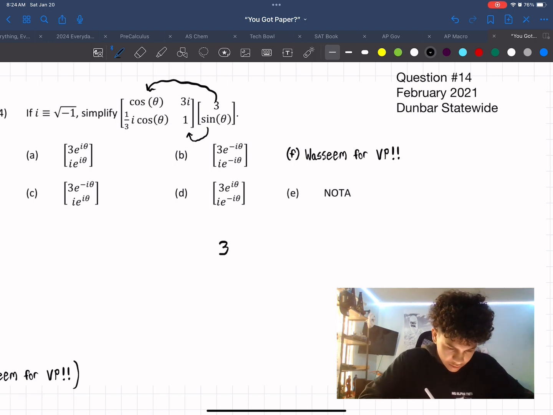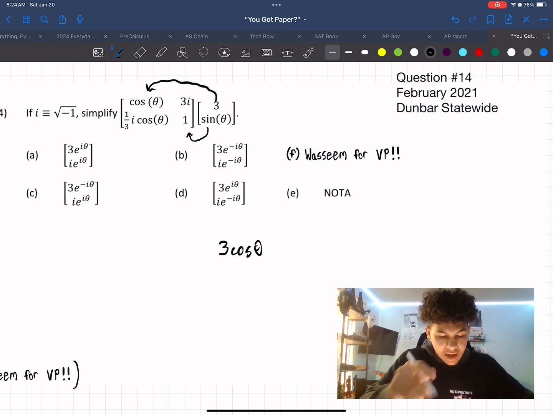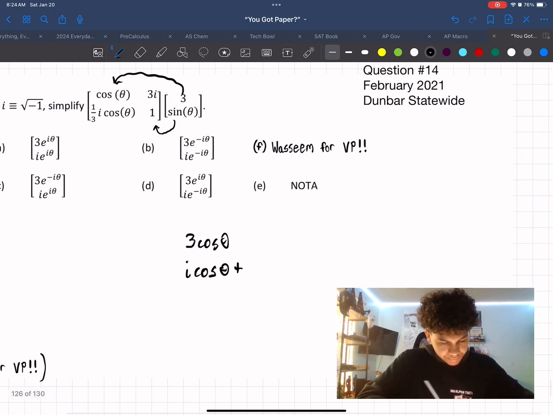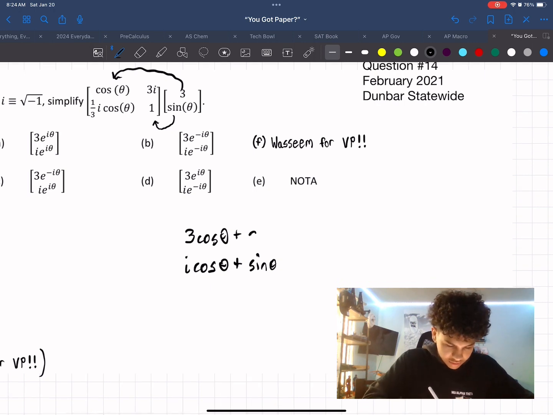So we're going to have 3 times cosine theta, and then below that it'll be 3 times 1/3 of I cosine, which will just end up being I. So we have I cosine theta. And then let's do the sine theta times 1, which is just going to be sine theta. So we add that to our previous guy. So plus sine theta. And then sine of theta times 3i is just going to be 3i. So plus 3i times sine of theta.